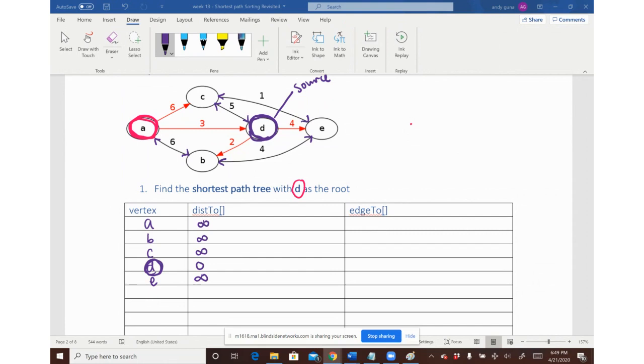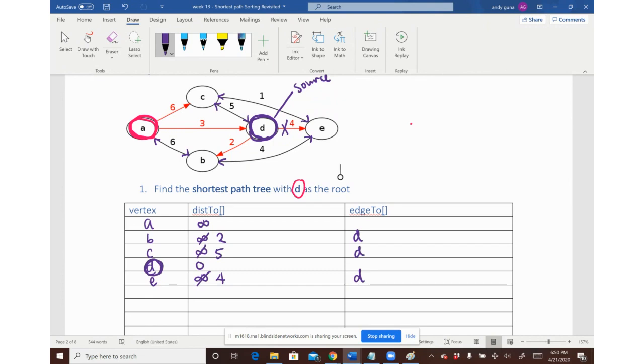There are 3 nodes that I can update from D: E, C, and B. E can be updated to 4 because we're using the edge 4, and you came to that from D. Then B can be updated to 2, and you came to that from D. And then we can update C to 5, and you came to that from D.